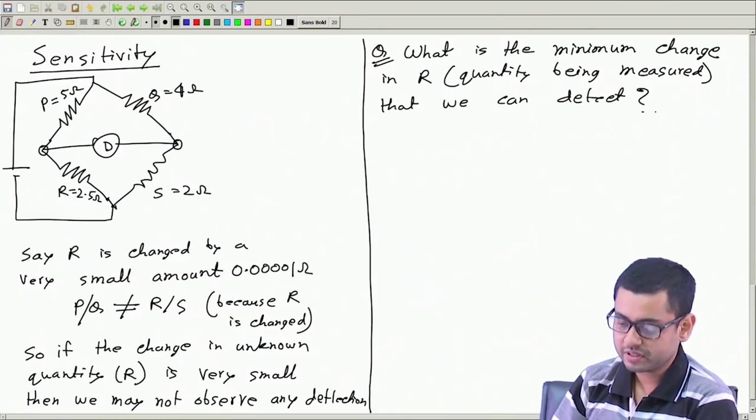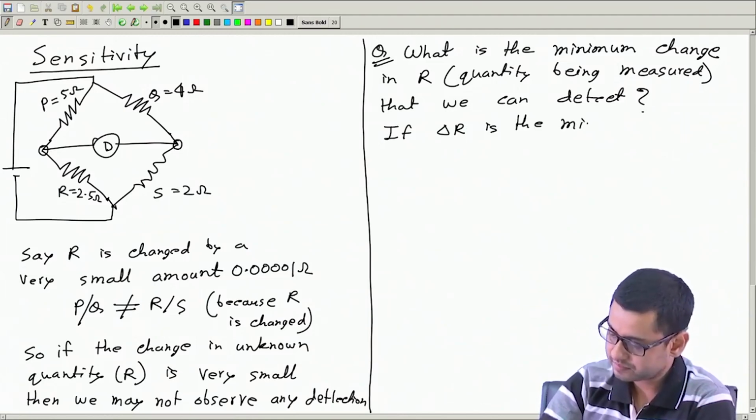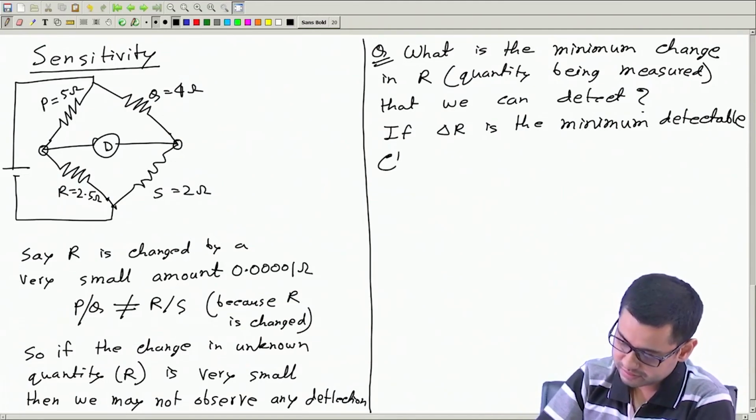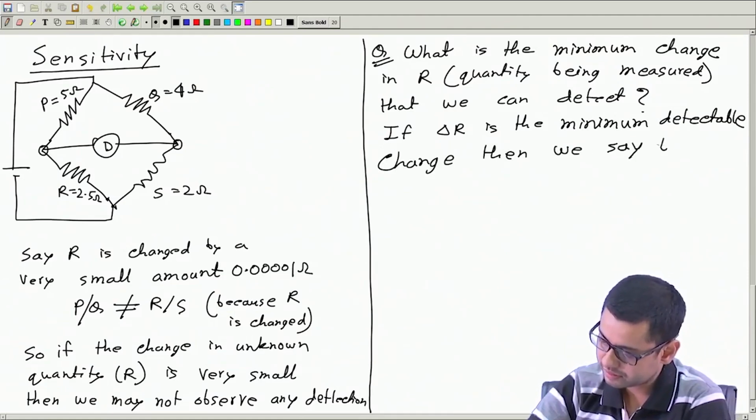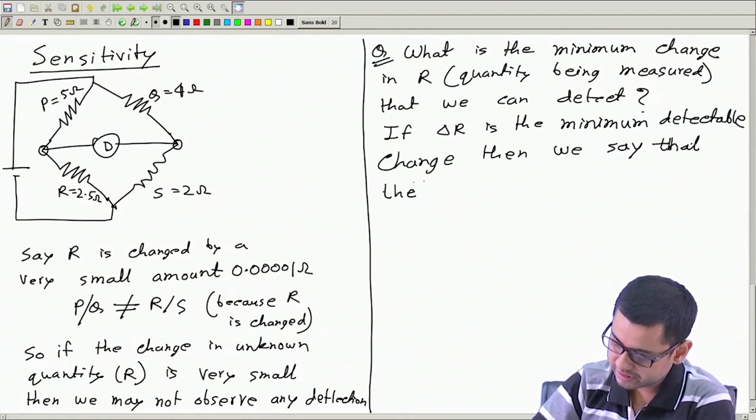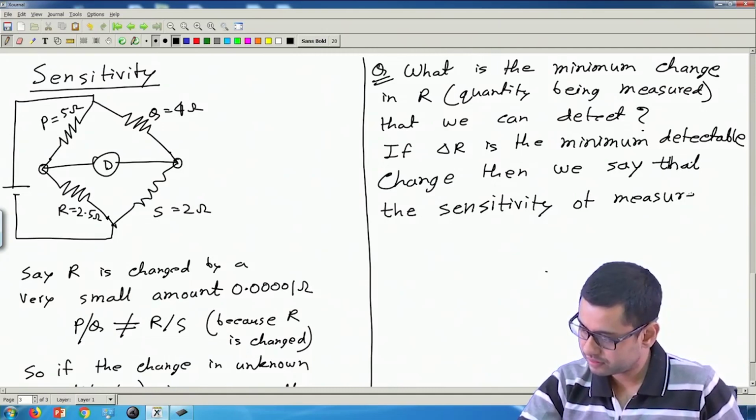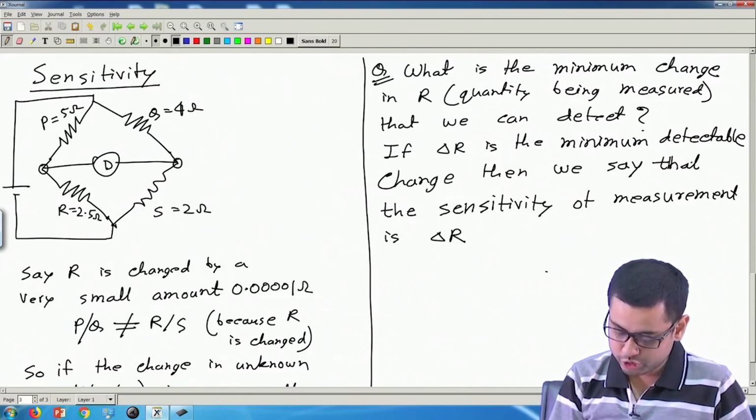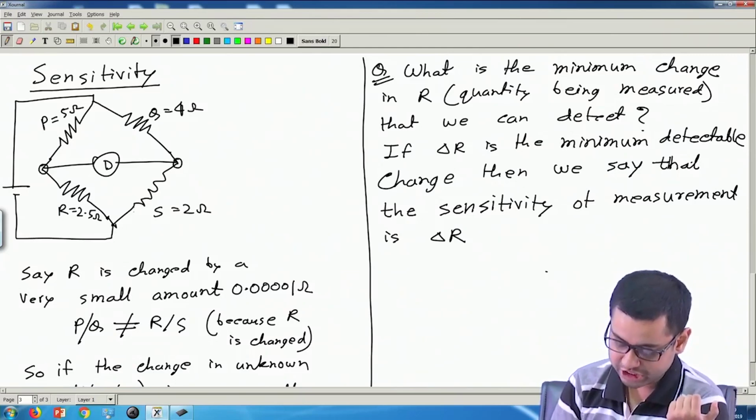Say if delta R is the minimum detectable change, then we say that the sensitivity of measurement is delta R. So, the minimum change in the unknown which we can detect or observe is called the sensitivity of the measurement.